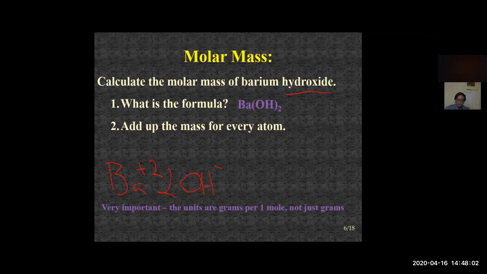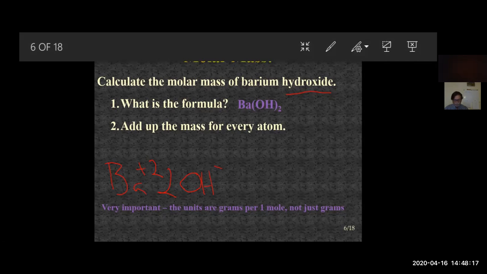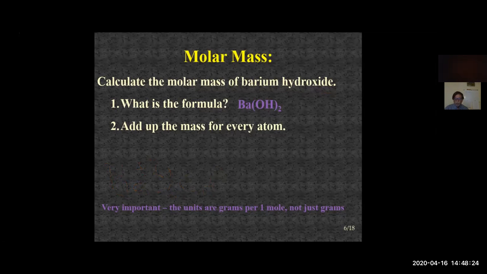Now that we have the formula, we can calculate the molar mass. We do that by counting all the atoms that we have and their atomic weights. Barium has an atomic weight of 137.33. There are 2 oxygens, each with an atomic weight of 16, so we multiply that by 2. Each hydrogen has an atomic weight of 1.01, and there are 2 of them. So the molar mass for barium hydroxide is 171.35 grams per mole.